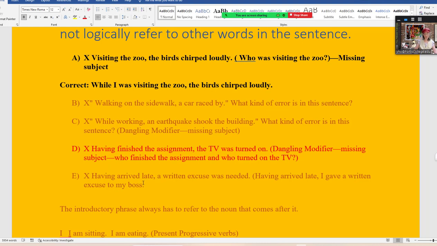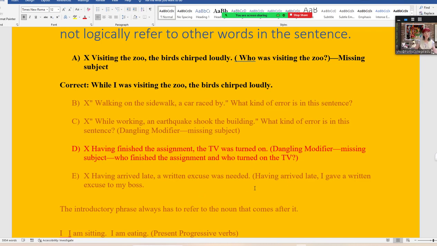Having arrived late, a written excuse was needed. So did your written excuse, your piece of paper, grow arms and walk across the room and was late for something? Or were you late? So: after I arrived late, a written excuse was needed. So here you're missing, or: having arrived late, I gave a written excuse to my boss. So here you're missing I.